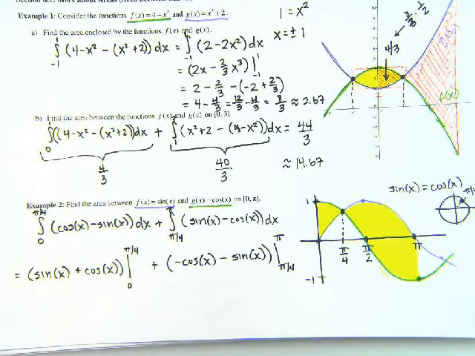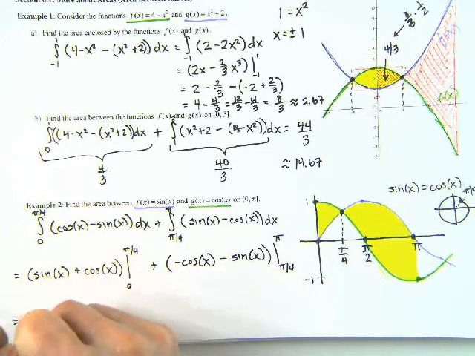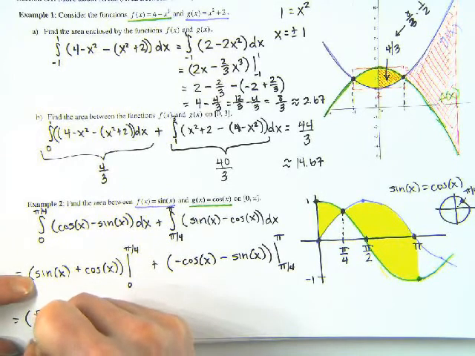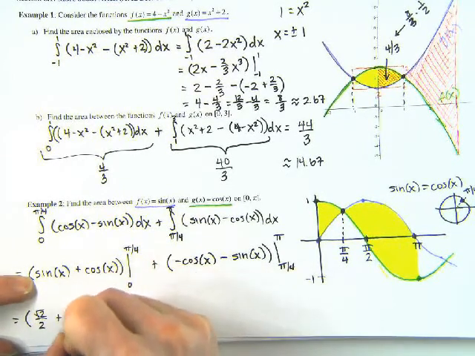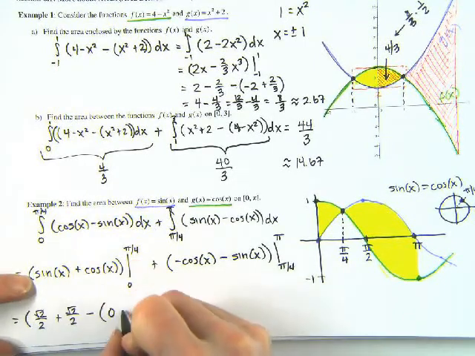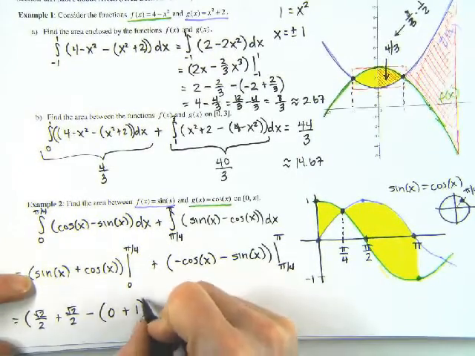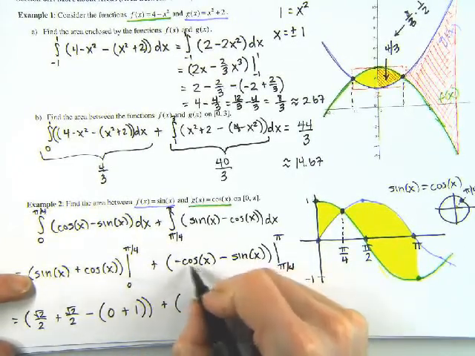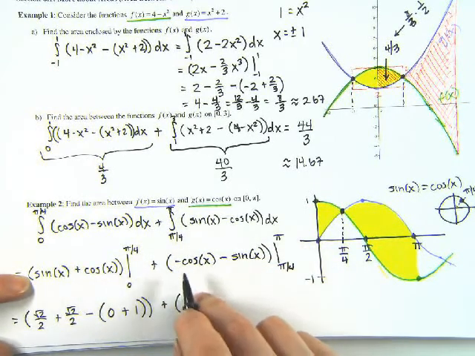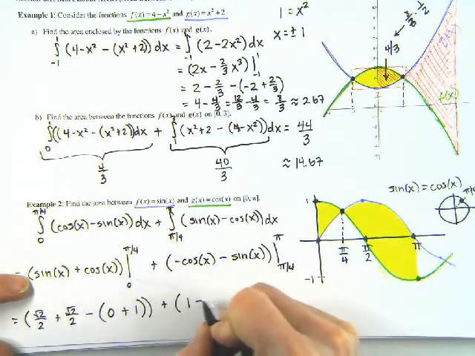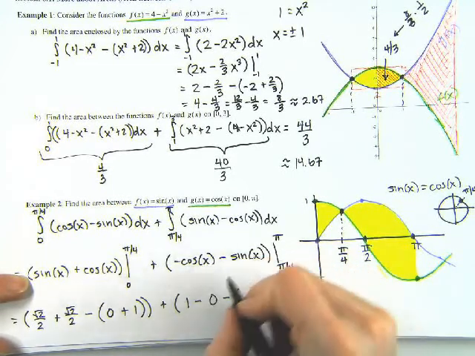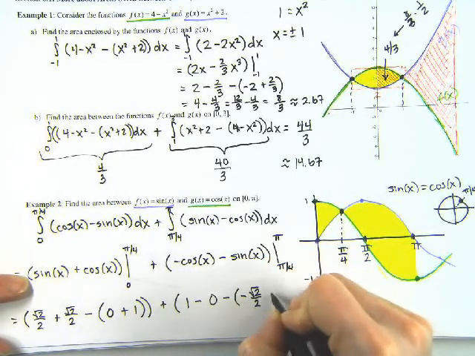Okay, so looking here, we plug in pi over 4. I'm going to do this one kind of mentally, so sine of pi over 4 is root 2 over 2. Cosine of pi over 4 is root 2 over 2. Minus sine of 0 is 0. Cosine of 0 is 1. Plus negative cosine of pi. Cosine of pi is negative 1, so this would be negative negative 1. Sine of pi is 0. Plugging in pi over 4, I would have a negative root 2 over 2 minus root 2 over 2.